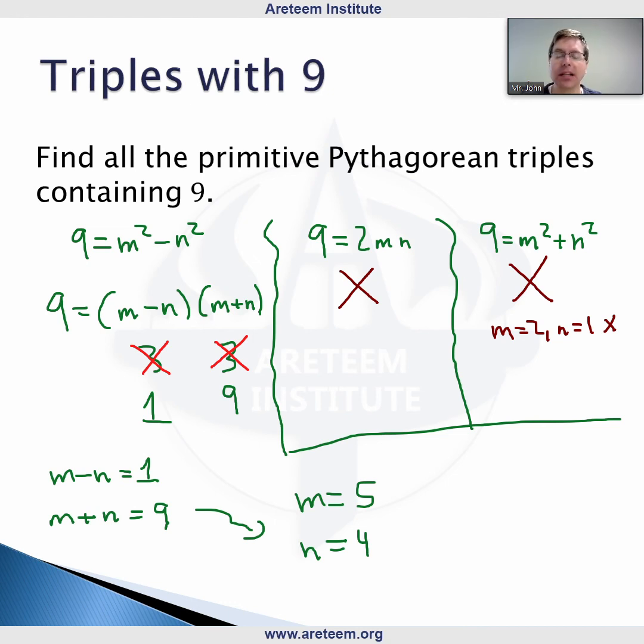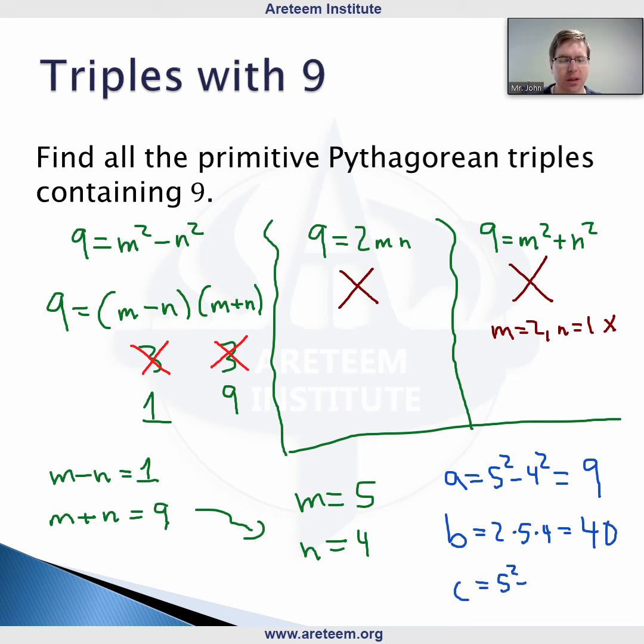And so now we're ready to generate our triple. So A had better be 9. Well, it's 5 squared minus 4 squared. 25 minus 16, this is 9. That's exactly what we wanted. We have our number 9. B is 20 times 2, so this is equal to 40. And then C is equal to the sum of the two squares, 5 squared plus 4 squared. And so this is 25 plus 16, and we have 41 in this case.